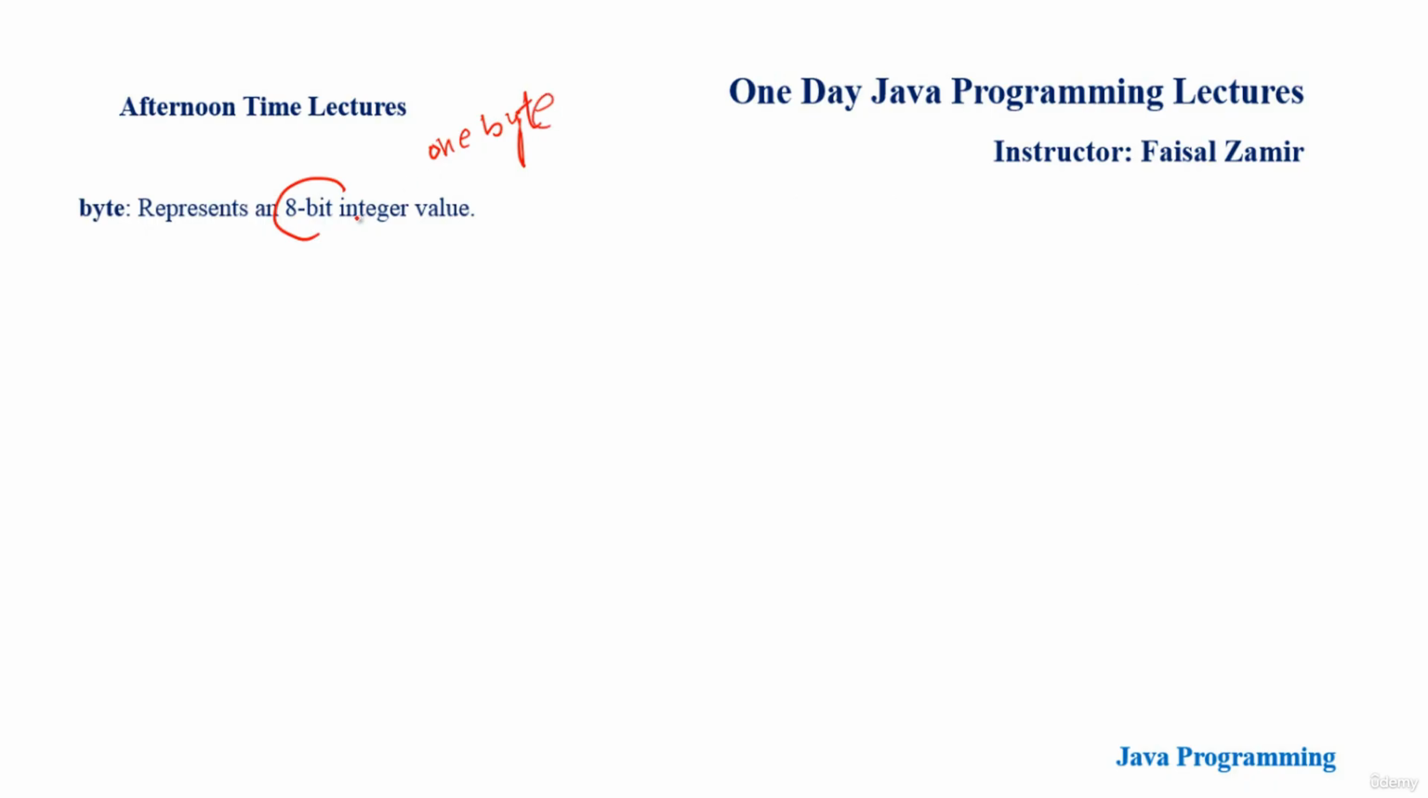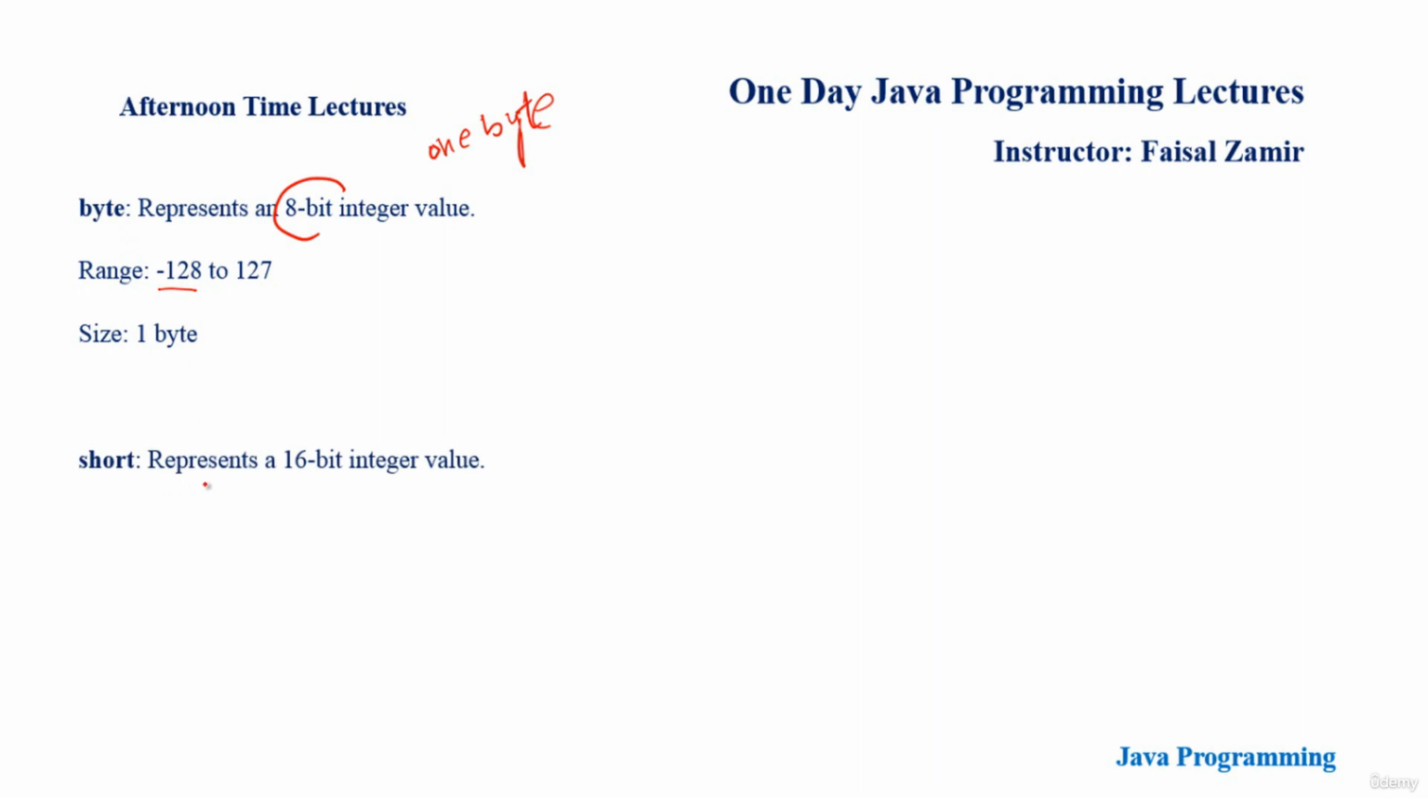So 8 bits equal 1 byte. Its size will be 1 byte, and you can see that its range is minus 128 to 127. So this is the range we can provide to store in the byte data type.